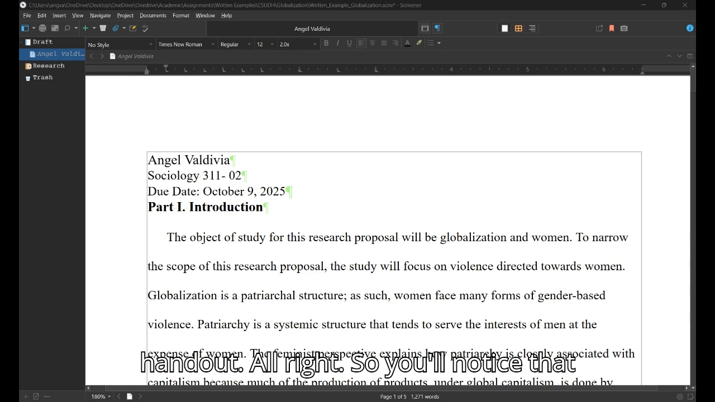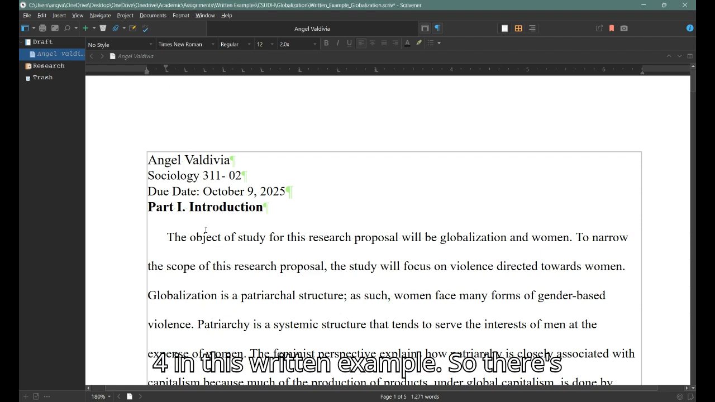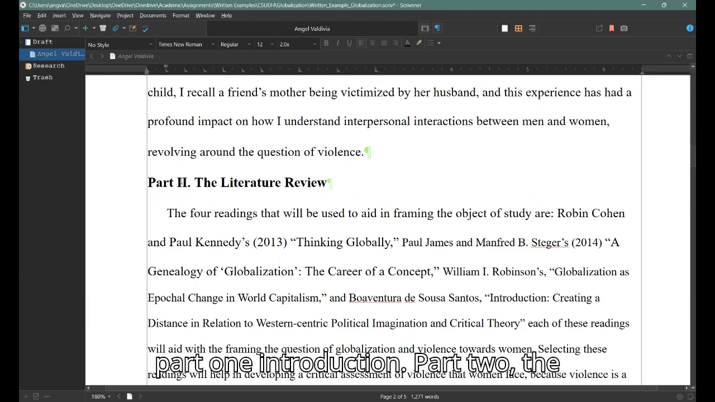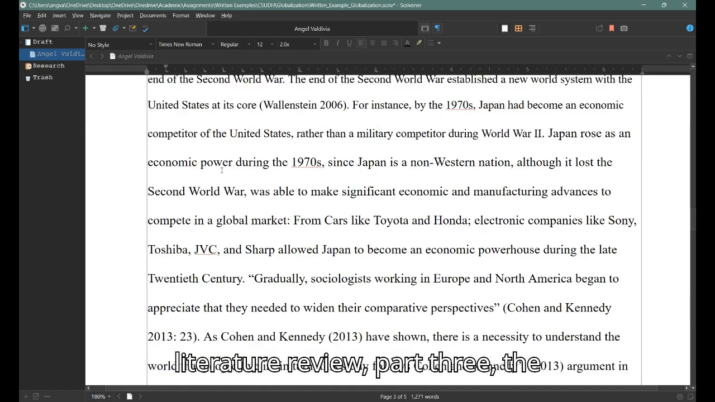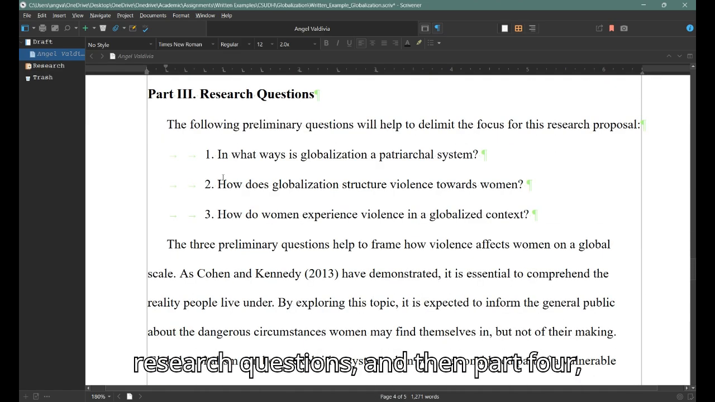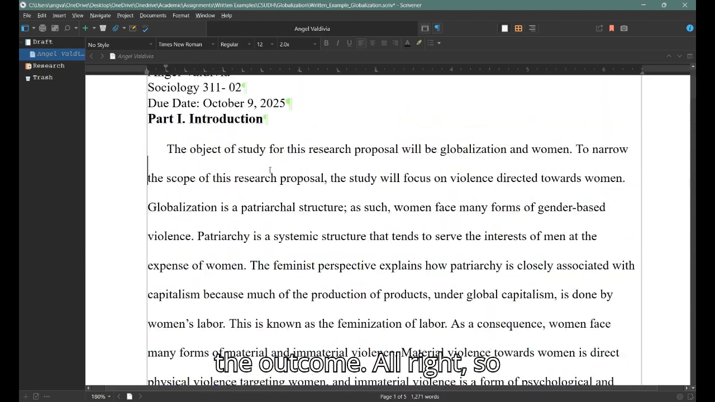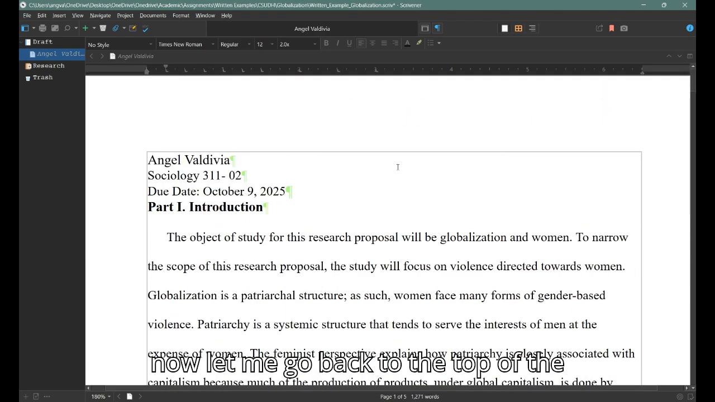All right. So you'll notice that I have part one, part two, part three, part four in this written example. So there's part one, the introduction, part two, the literature review, part three, the research questions, and then part four, the outcome. Okay. All right, so now let me go back to the top of the page.